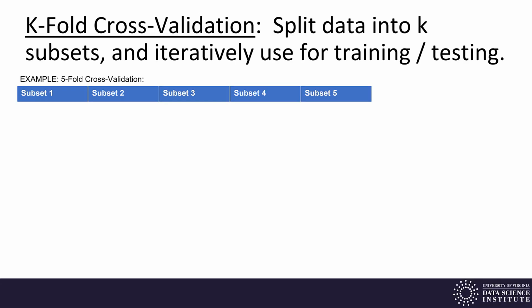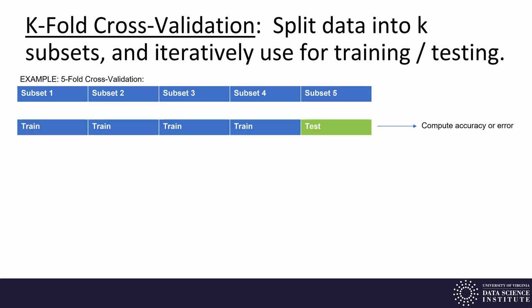So here's how k-fold cross-validation works. We split our data set into k subsets, and we're going to iteratively use these subsets for training and testing. In the example setup on the screen, we're doing 5-fold cross-validation. This blue bar represents our data set, and we've cut it into 5 roughly equal-sized subsets. Then we take one of those subsets, in this case subset 5, and use that for testing, and we train our method on the other 4, and then we compute accuracy or error.